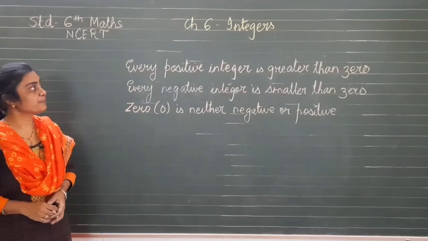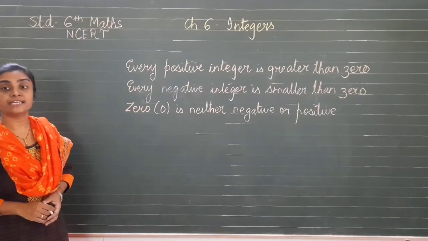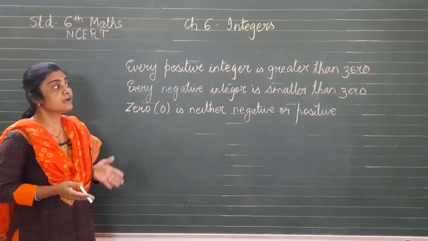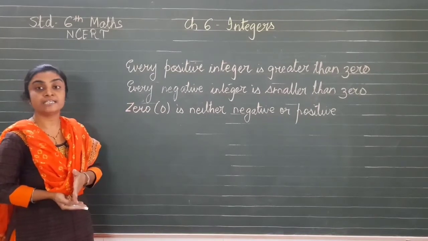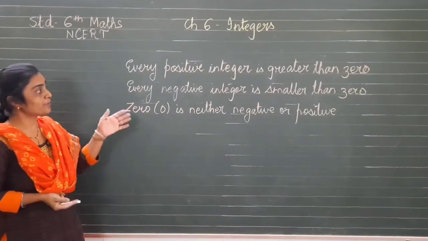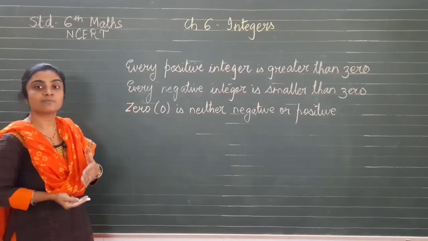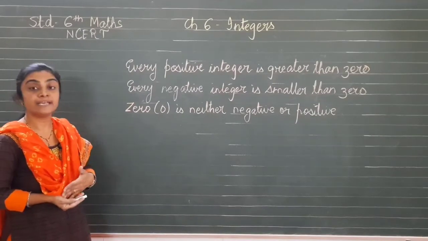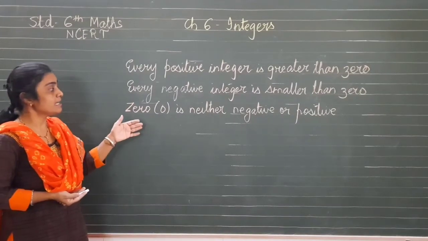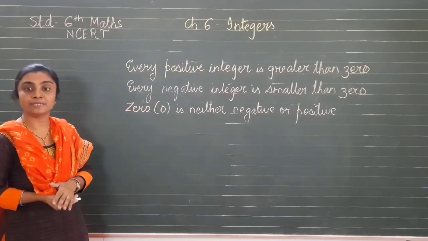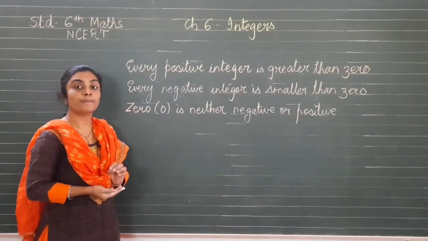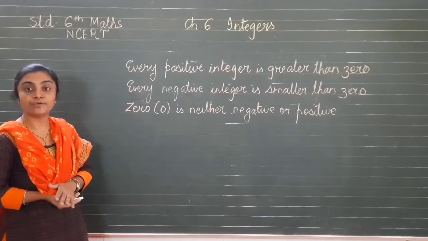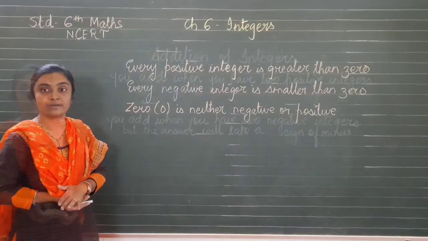Now let us see some of the points. Every positive integer is greater than 0. You have to keep in mind that all the numbers above 0, the positive integers, will always be greater than 0, and negative integers will always be smaller than 0. So whatever integers are below 0 will be smaller than 0, and 0 is neither a negative nor a positive integer. You cannot put a plus sign or a minus sign on 0. So 0 is neither negative nor positive, it is neutral.